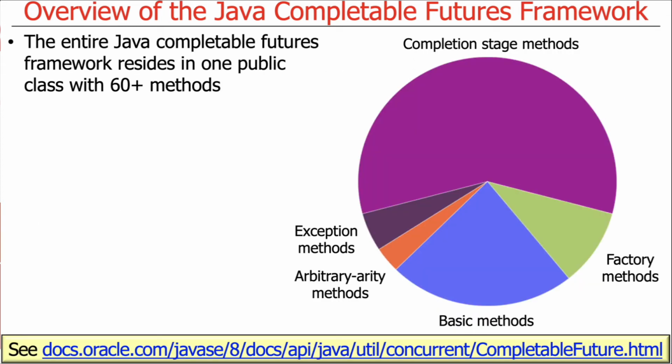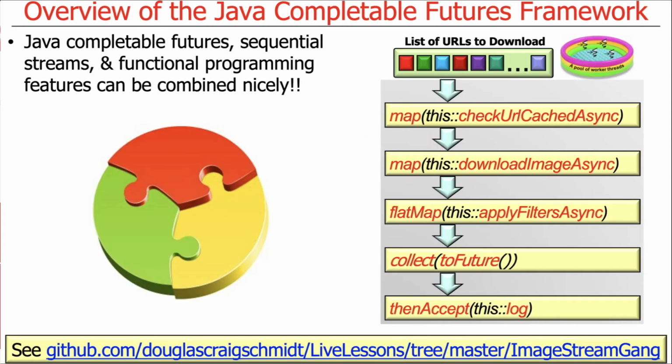The entire Java Completable Futures framework resides in a single class with over 60 methods in it. And that's kind of daunting. So when we talk about completable futures, we're going to split it up into a bunch of different sub-chunks. So we'll have things that are factory methods and basic methods and completion stage methods, exception methods, arbitrary arity methods, and so on and so forth. So you'll get a good feeling of how all these different mechanisms and groupings of methods work together. And that will help you navigate this particular API.